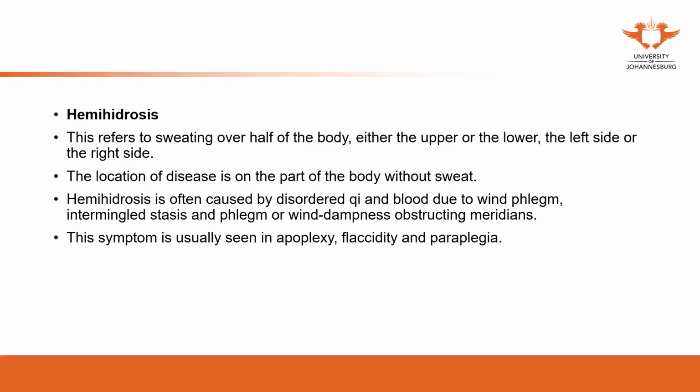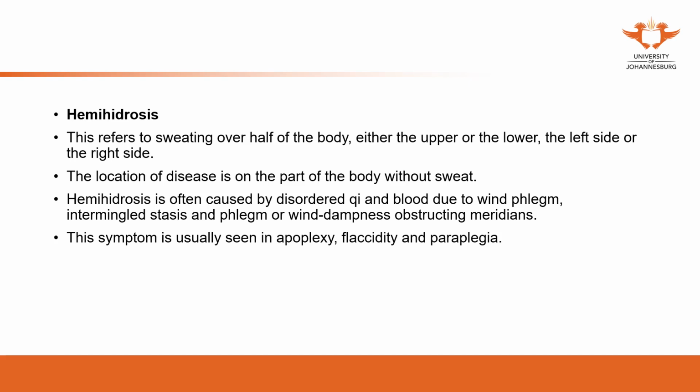The second is hemihidrosis. This refers to sweating over half of the body, either the upper or the lower, the left side or the right side. So what happens in this hemihidrosis? The location of disease is on the part of the body without sweat.